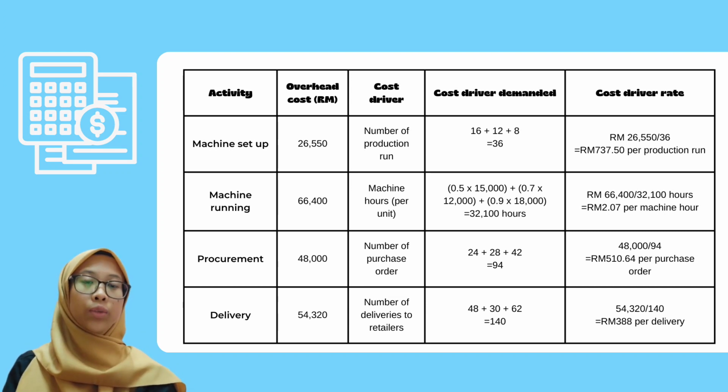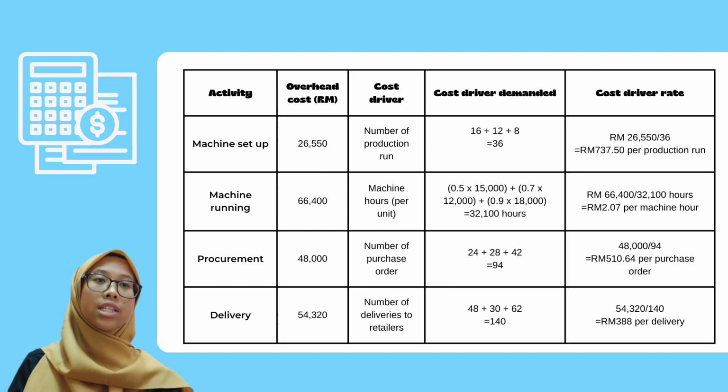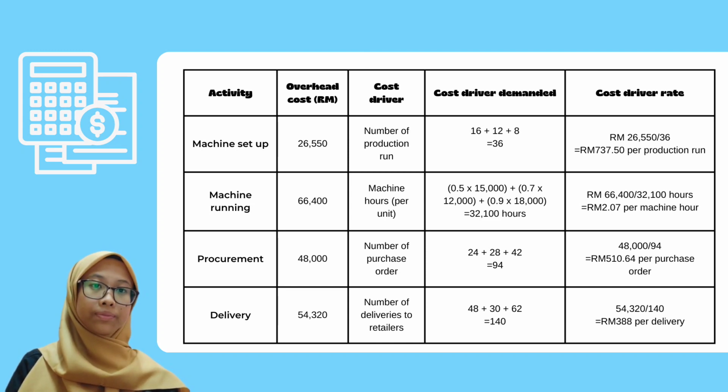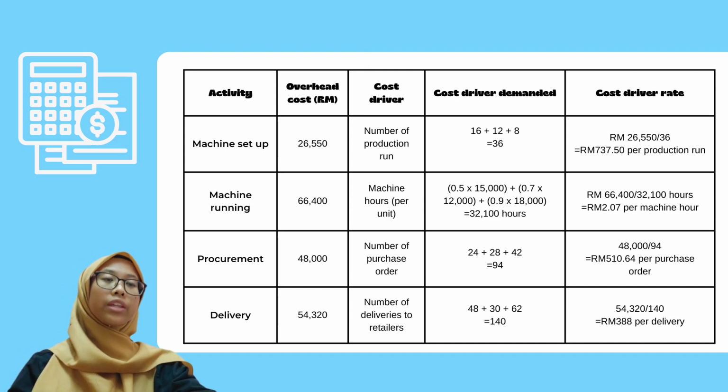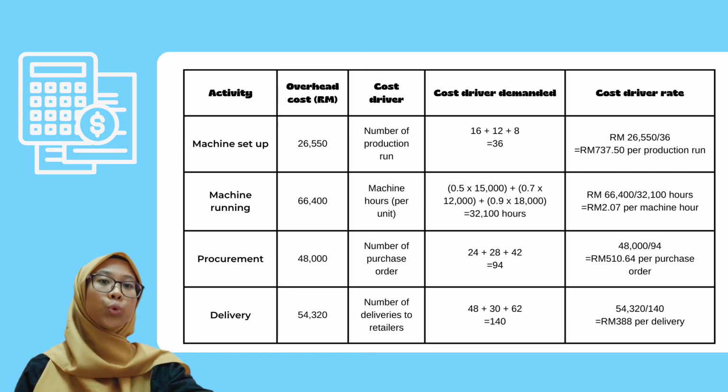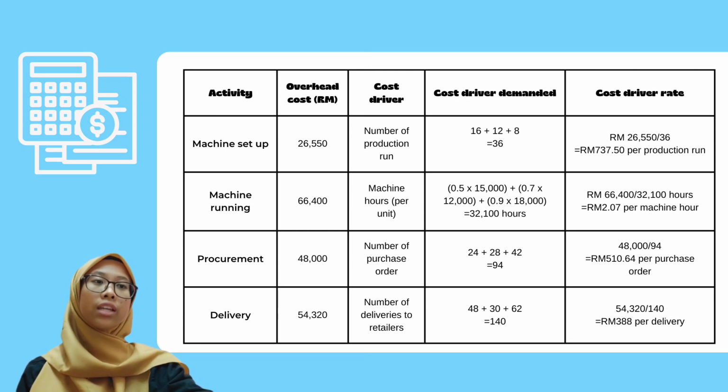We can proceed to calculate the cost driver rate, CDR, and the formula is total overhead for an activity divided by total cost driver for an activity. For the activity of machine setup, the cost driver rate is 737 ringgit 50 cent per production run, and machine running is 2 ringgit 7 cent per machine hour. For procurement it is 510 ringgit 64 cent per purchase order, and lastly delivery cost is 388 ringgit per delivery.